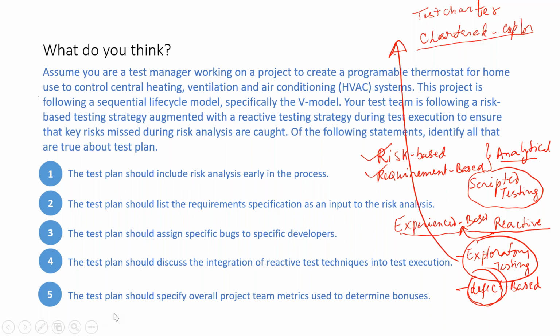So the last point is the test plan should specify overall project team metrics used to determine bonuses. Will it be part of your test plan? No, sir. So what are the right things? The first one is a good statement. The second one is also a good statement. The third one is not related to the test plan. The fourth one, based on the context, is right, and the fifth one is not. That is the way you have to select this answer.